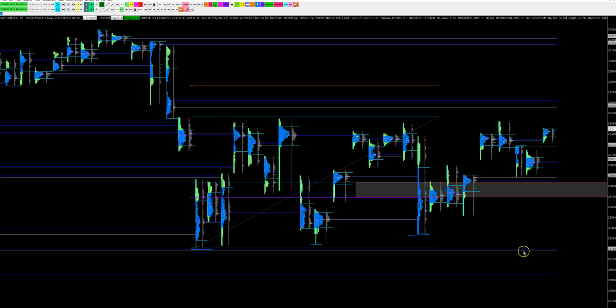This is a naked volume point of control and a naked TPO point of control. And if you don't understand it, just reference Mind Over Markets or shoot me an email at some point. They're not complicated concepts.